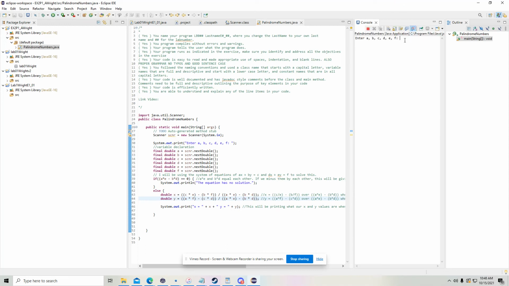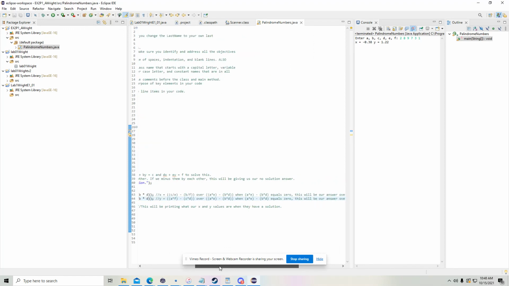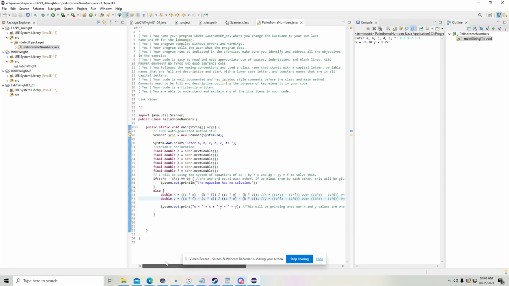So when we run it again, when a times e minus b times d does not equal 0, do 2, 8, 9, and 7, 3, 1. You can see them up here. When I press enter, we'll get x equals negative 0.38 and y equals 1.22. And that's about the gist of it. Here are my comments and everything.